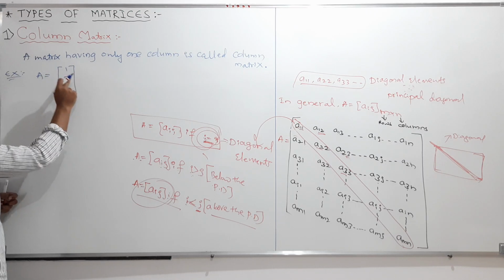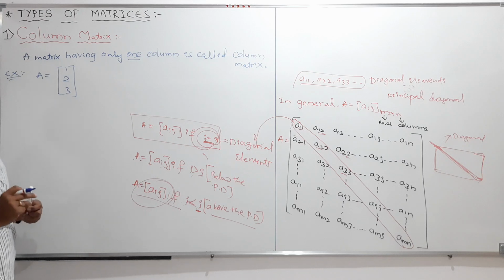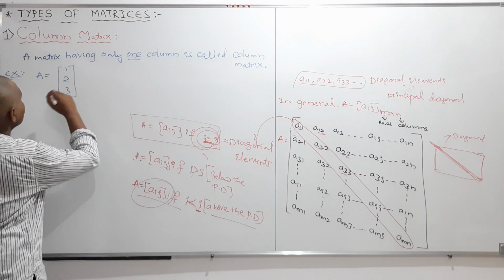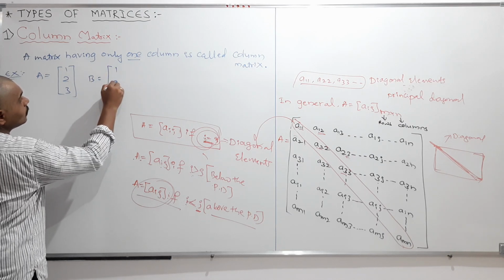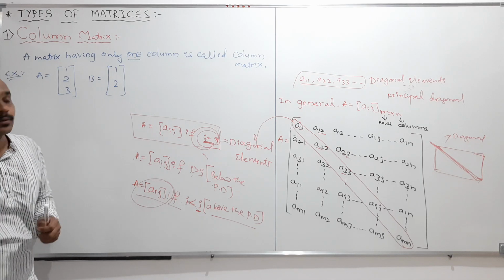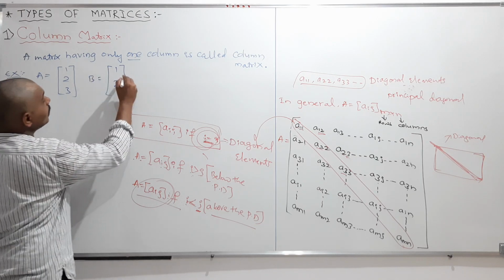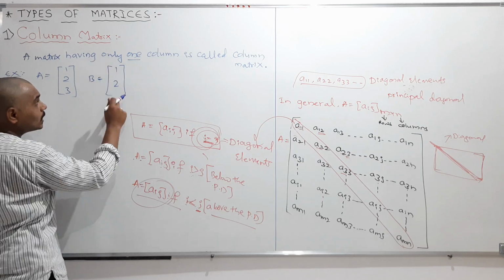In English, a matrix having only one column is called a column matrix. Is it? And next, my dear students, I will take another example. You can take [1 2]. So this is also an example for the column matrix. Why? Because here also we have only one column.